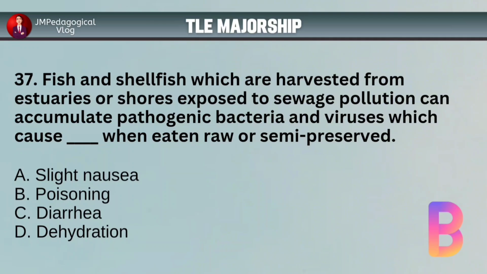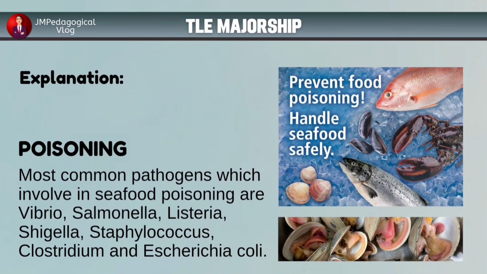B. Poisoning. Explanation. Most common pathogens which are involved in seafood poisoning are Vibrio, Salmonella, Listeria, Shigella, Staphylococcus, Clostridium and Escherichia coli.